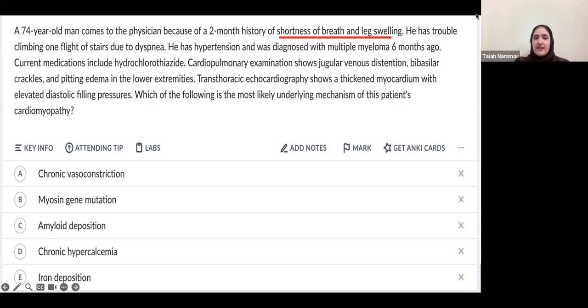Cardiopulmonary examination shows jugular venous distension, bibasilar crackles, and pitting edema in the lower extremities. And then we see a thickened myocardium with elevated diastolic filling pressures. What do you guys think it is? Someone said C. Do you guys agree?